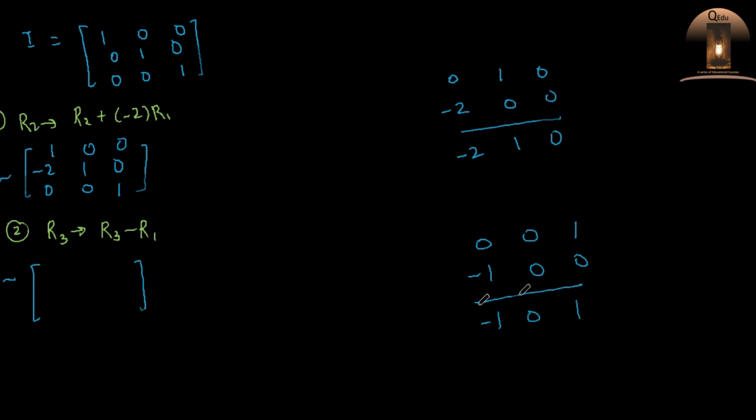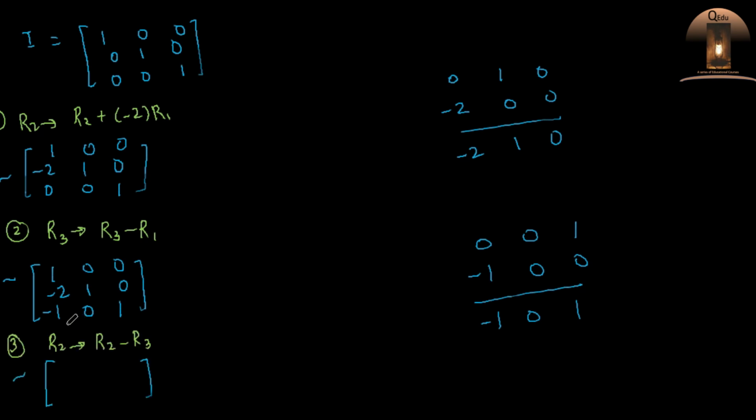So this should be placed in the third row. So here the third row will be equal to minus 1, 0, 1. The first and second rows will be the same from the leftover matrix. The last matrix we have minus 2, 1. This will be the same. So now let us see what our third operation is.